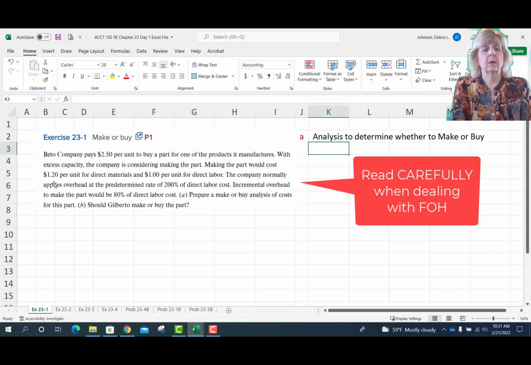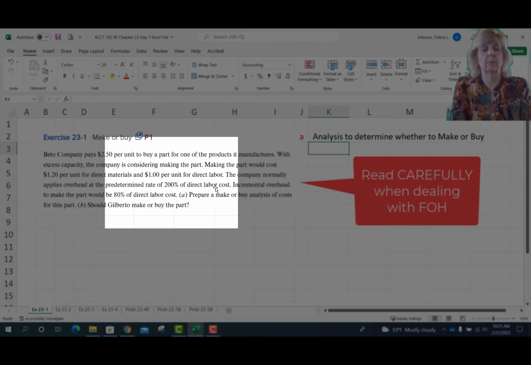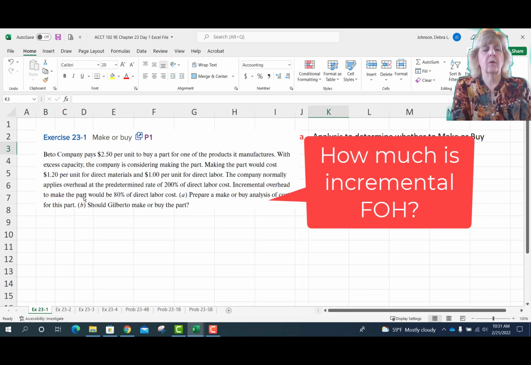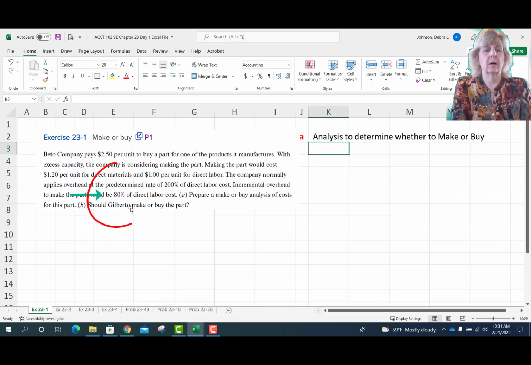It says the company normally applies overhead at the predetermined rate of 200% of direct labor cost. That's their GAAP costing. That's the amount they're charging out overhead. However, the next sentence says incremental overhead to make the part, just the overhead related to making this part, would be 80% of direct labor costs. So for this analysis, we're going to throw out the 200% because there are lots of different cost allocations in there. And instead, we're going to focus on the incremental analysis.